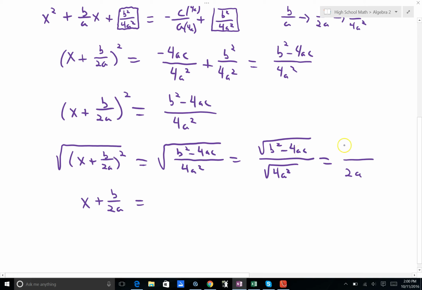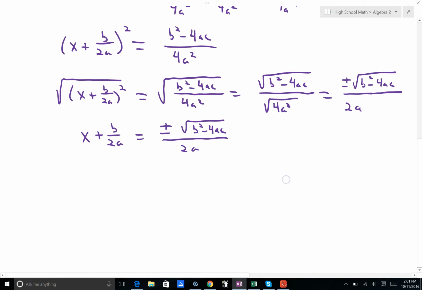And remember, we need to consider both the positive and the negative. You may be thinking, why didn't you write that positive and negative in every position we took the square root? We certainly could have. But what we would end up with are a lot of positives and negatives that will end up giving us some duplicate answers. It's sufficient to write it in this one position. So x plus b divided by 2a is equal to both the positive and negative square root of b squared minus 4ac all divided by 2a.